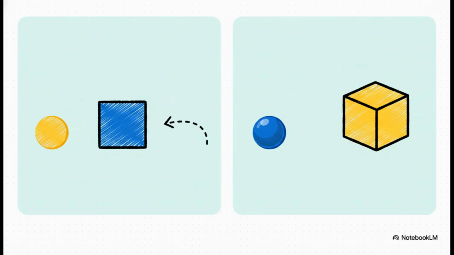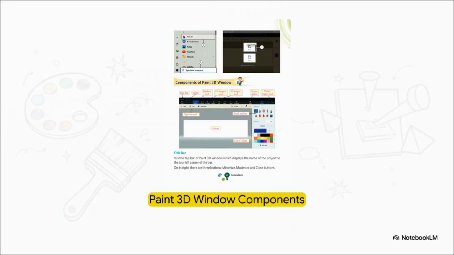Paint 3D doesn't just let you draw unique flat art. It actually gives you the tools to build, manipulate, and edit real 3D objects right there on your screen. It's a total game changer. Okay, here's your command center. Up at the very top, you've got your title bar and the menu. But look just below that. This is where the real magic happens.